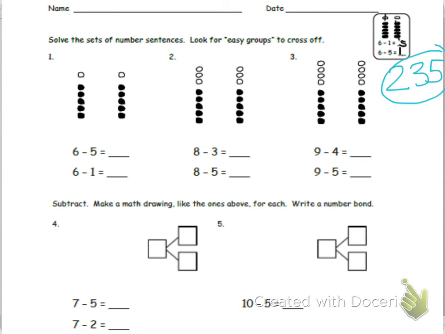Alright, guys, let's go over this. So let's look at this one. 6 minus 5 equals blank. Well, they already give us 6. We take away 5. Circle the rest. Up, 1. 6 minus 1. We'll take away 1. How many is left?